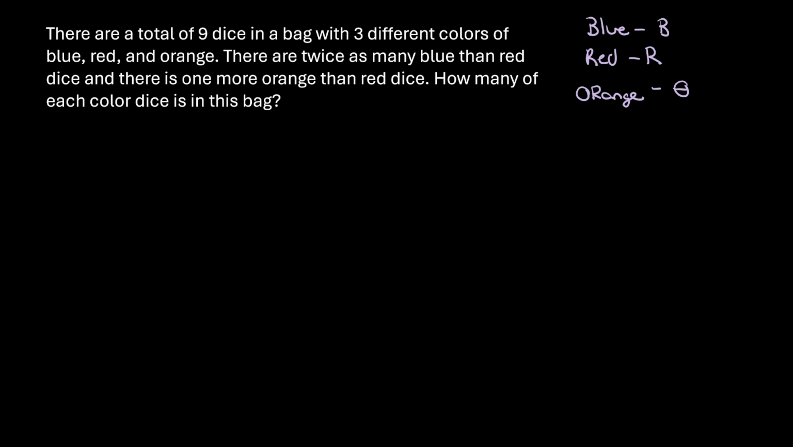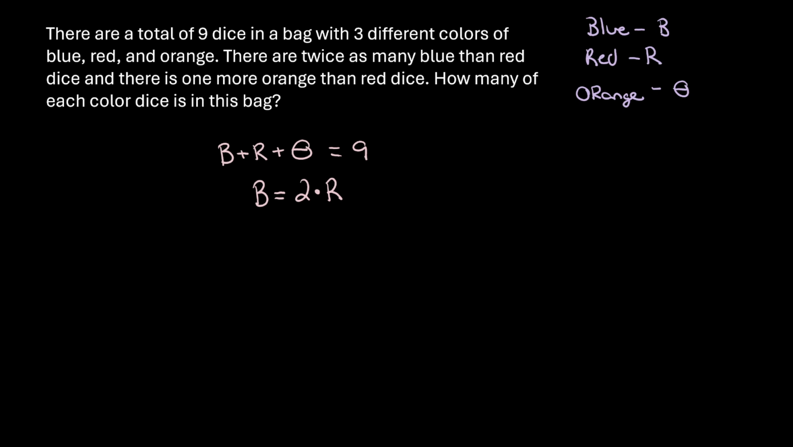So let's make our different constraints that we have. We know there is 9 dice total in the bag with 3 different colors, so the number of blue dice plus the number of red dice plus the number of orange dice has to equal 9. That's our first constraint, B plus R plus theta is equal to 9. In the next constraint, there is twice as many blue dice than red dice. So that means blue has to be equal to 2 times the amount of red dice, or 2 times R. So this is our second constraint.